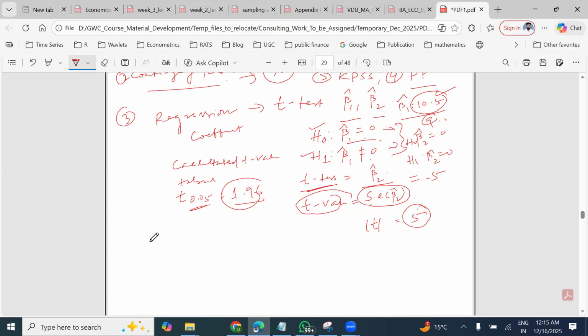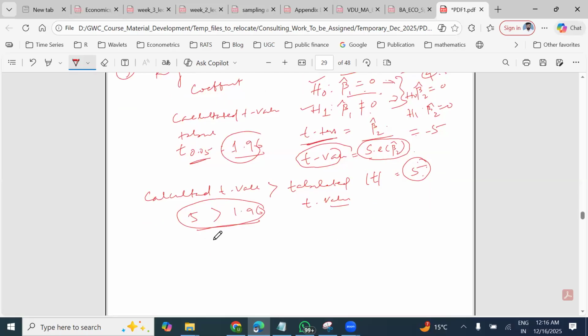So if your calculated t value is greater than the tabulated t value, meaning the critical value, and we already got 5, so 5 is greater than 1.96. Yes or no? Yes, sir. Then what will I say? I will reject my null hypothesis. Then my conclusion will be: reject H naught, the null hypothesis.